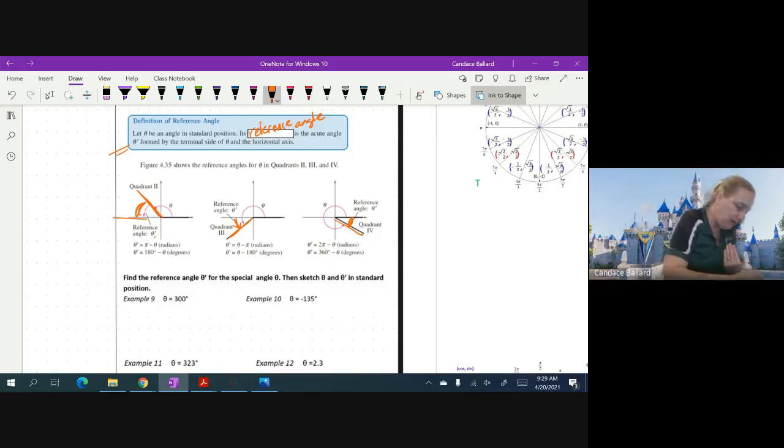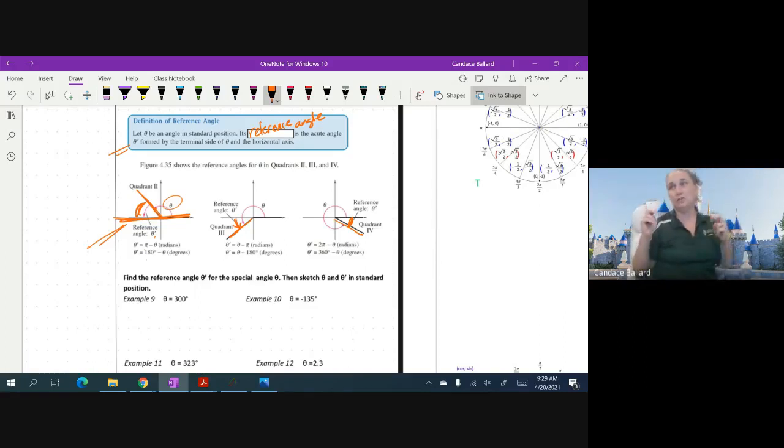So if I am in this one here, I know that on a straight line, it equals 180 degrees or pi, okay, in my radian world. So I know I've got to take my original angle and do pi or 180 minus that original angle to calculate the official reference angle, okay?